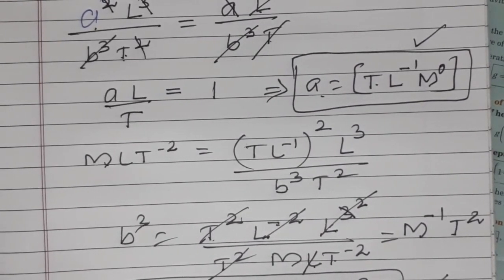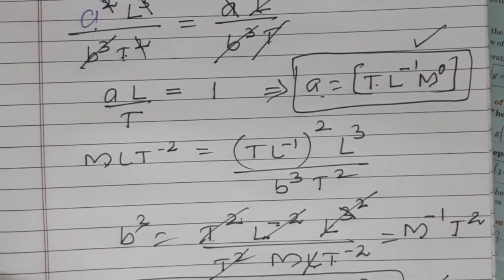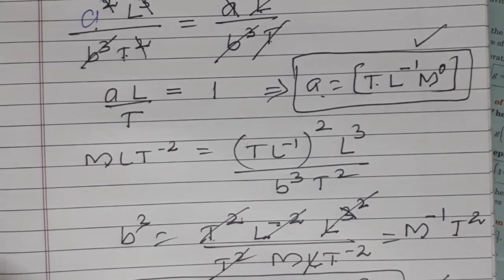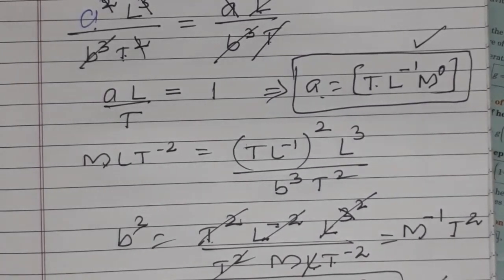L1, L2, L3 हो गया, and this will make L4. This minus 1 will become plus 1 while moving to the numerator. T minus 2, and this is T3. This will become T minus 5. So we have got the dimensions of C also. I'm moving on to the next one.